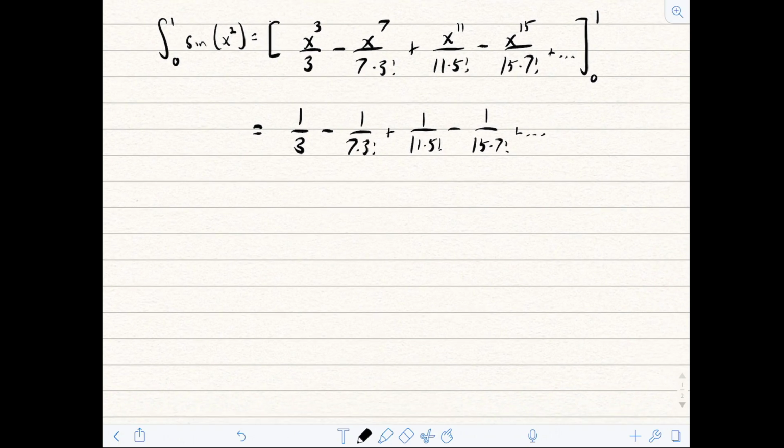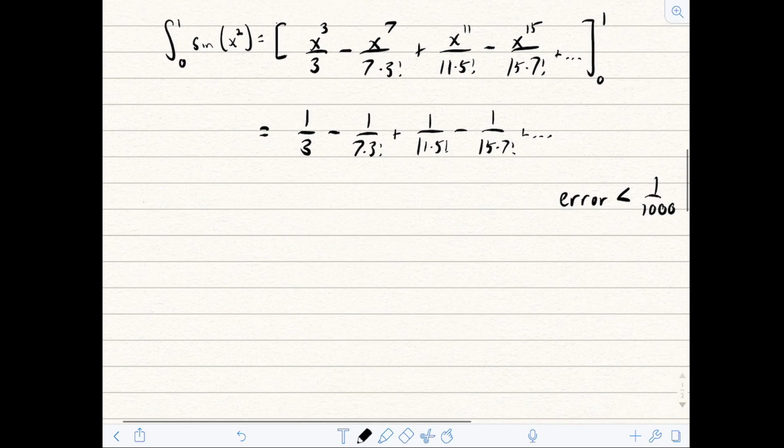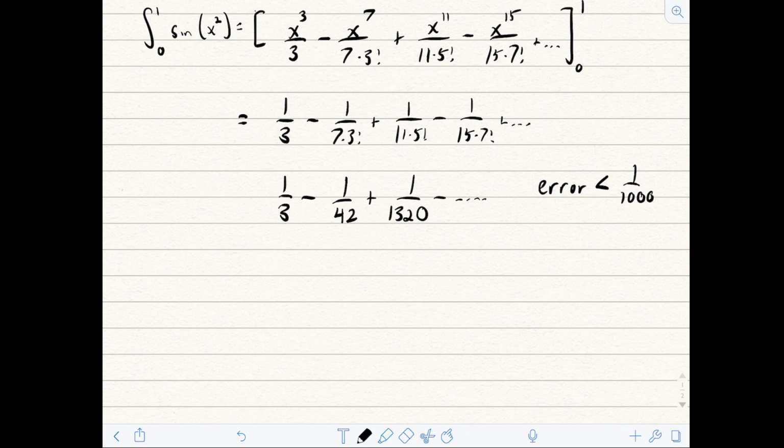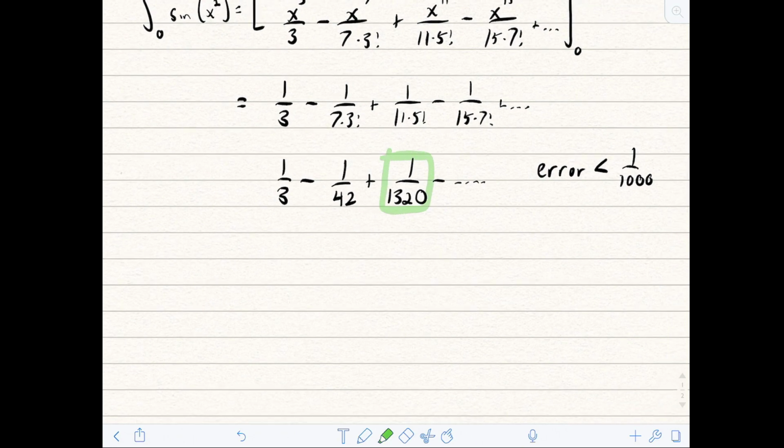Now let's say that I wanted to approximate, same thing as before, with the error less than 1 over 1,000. So I actually do some of the calculations, some of the multiplication tied in with this. So it's going to be 1/3 minus 1 over 42, and then plus 1 over 1,320 minus dot dot dot. And we can see that this specific number right here is under 1 over 1,000. So we can say that this is going to be our error.